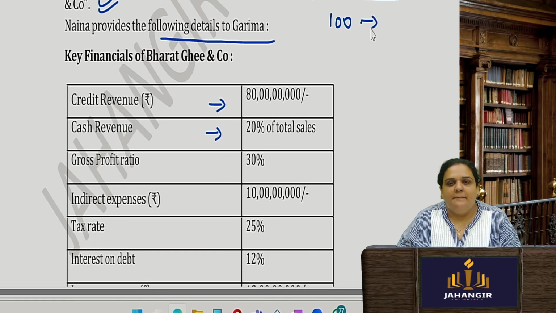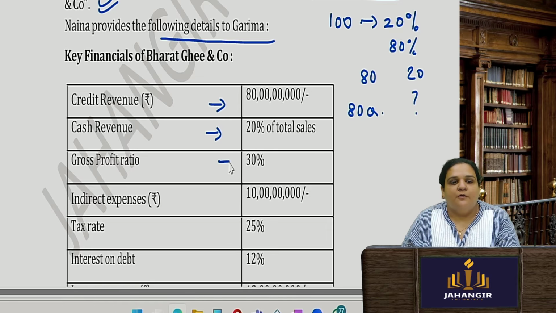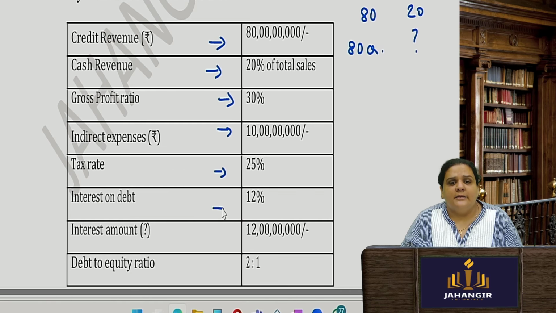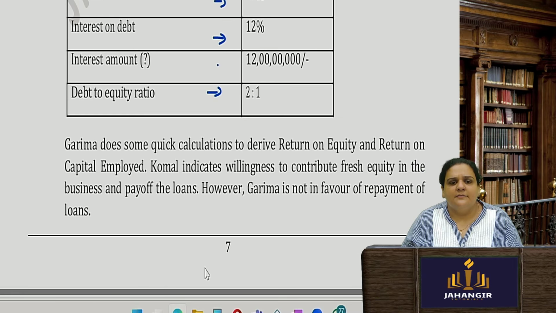Okay, so 20% of it, so this is going to be balance 80%, no? Correct. So 80% is 80 CR. So 20% will be how much? 20 CR. Gross profit is 30%. Indirect expenses 10 CR. Tax rate 25. Interest on debt is 12%, and interest amount is 12 crore. Debt equity ratio 2:1. Okay, everything is given.